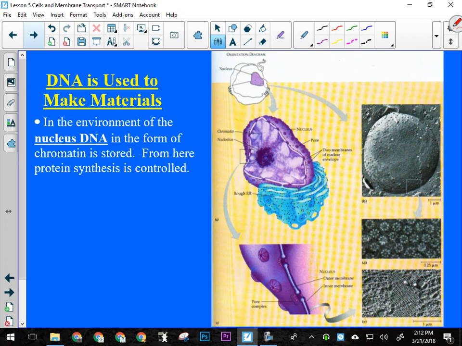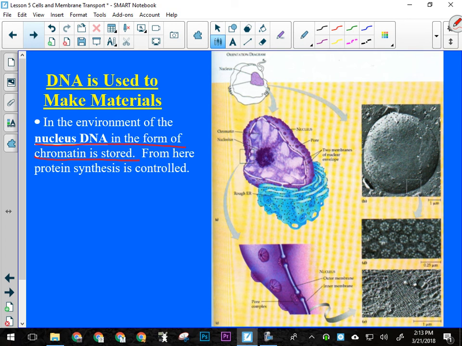Okay. Within the nucleus, okay, we said the other day that the nucleus's job is just to hold your DNA. Okay, so inside the nucleus, DNA is stored. Right? Now, when the DNA is in your nucleus, it's really disorganized. It's just kind of strewn everywhere.